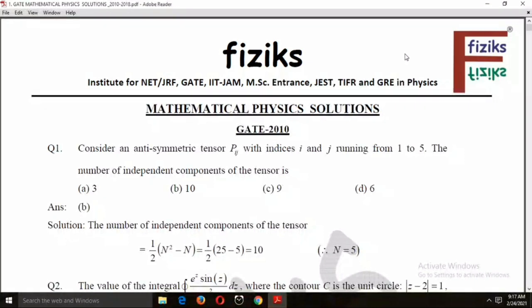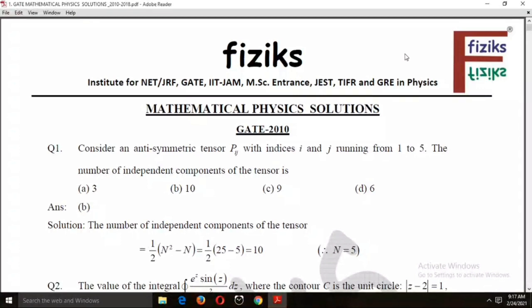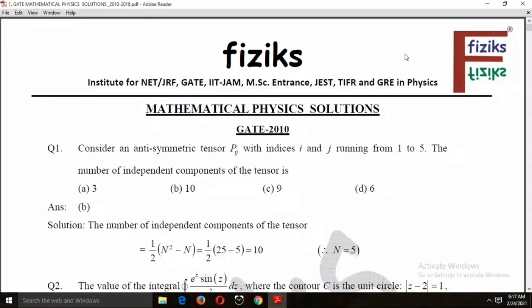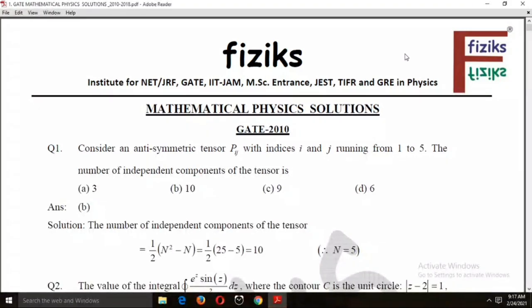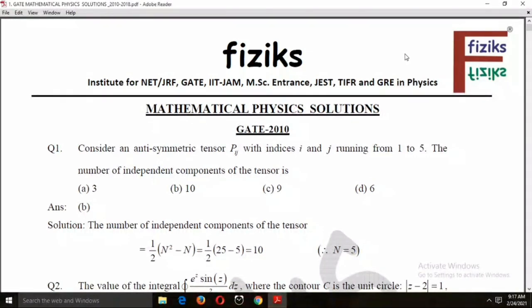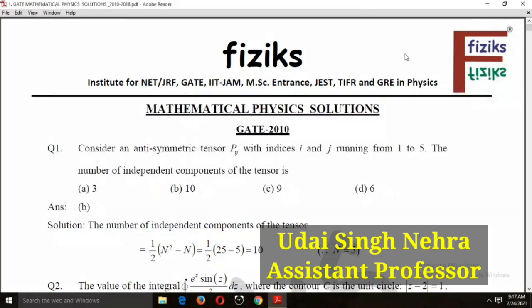Welcome once again. In the series of old physics papers, today we will discuss mathematical physics solutions from the GATE exam. It's really a very good collection of important questions. I think it will help you a lot.